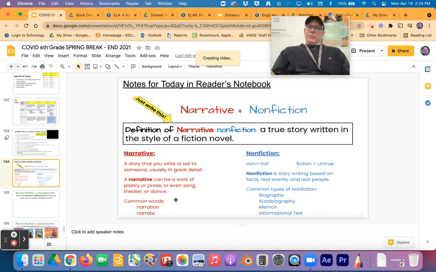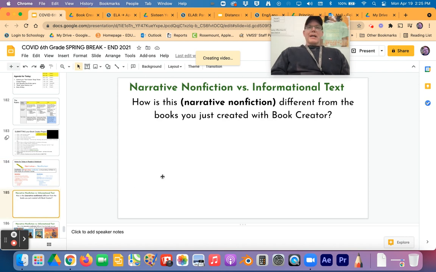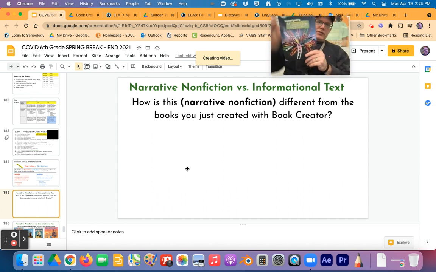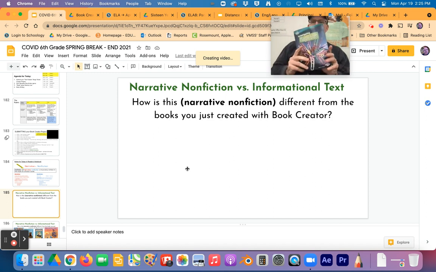And then we've got nonfiction, which is not untrue. So it's true. So nonfiction is true. And since it's based on real things, telling that like a story can be very good at getting someone to understand or want to read the story. So the bottom line is, your Book Creator project is an informational text, right? These are books that people put together to smush a bunch of information in someone's brain very quickly with images and text boxes and all the stuff we studied.